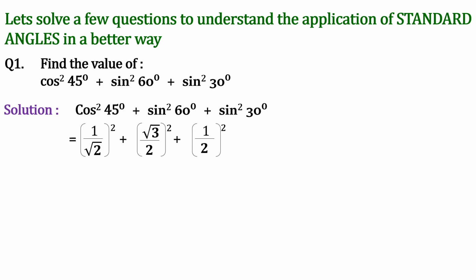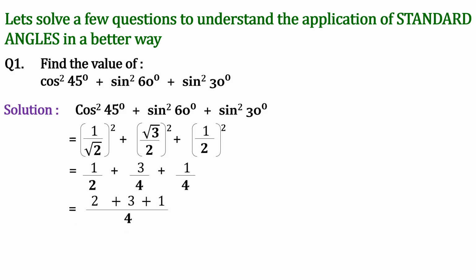The next step will be to solve each bracket and write. I know 1's square is 1 and root 2 square is 2, so it will be 1 by 2. Next we have root 3's square, which is 3, upon 2's square, which is 4. Last is 1's square upon 2's square: 1's square is 1, 2's square is 4, so it is 1 by 4. Now when we see three fractions getting added up, what will we do next? Yes, we will take the LCM.